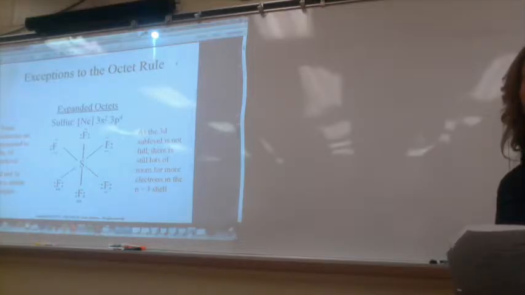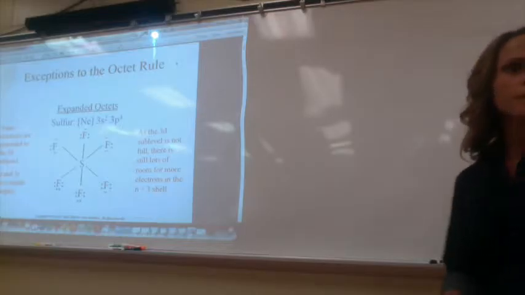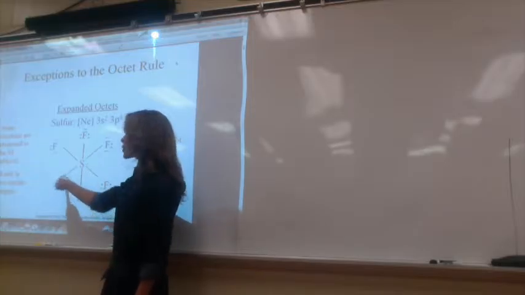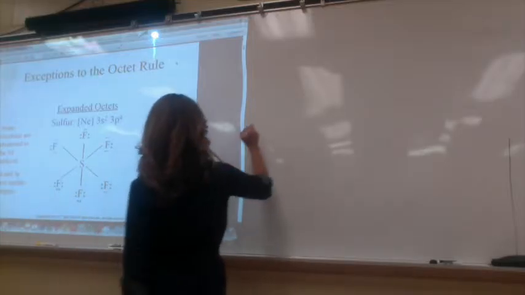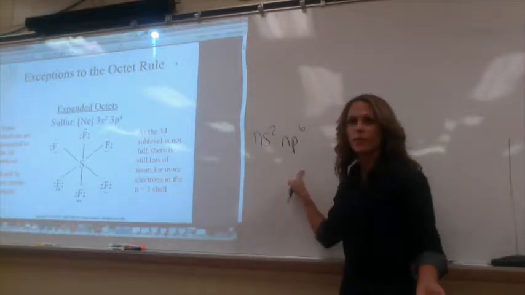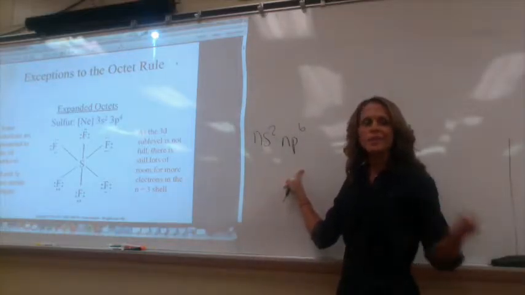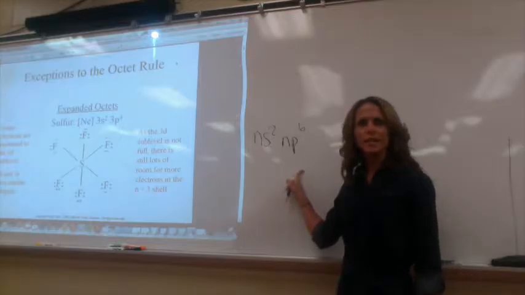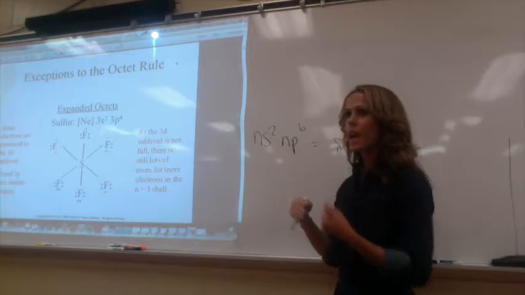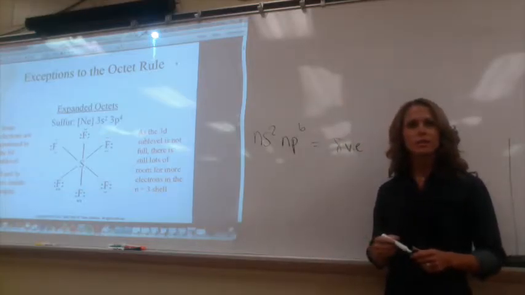How many electrons are there total surrounding sulfur? Count them. 2, 4, 6, 8, 10, 12. How many are in the outer shells? ns2, np6. This is the general electron configuration for a valence shell, right? How many does the valence shell always take? 8. So if this has 8 valence electrons that it would accept, how many went into the d sublevel?